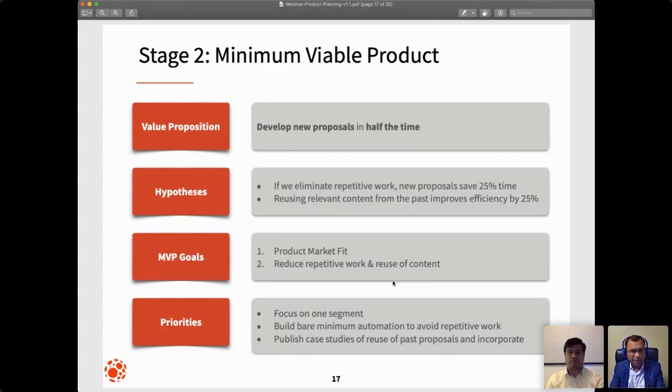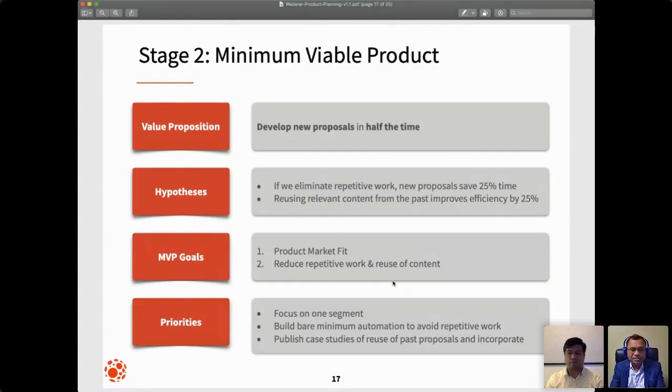Great. We must do this in the MVP. We're going to do it. So what's the hypothesis here? The hypothesis is that we're going to save half the time by doing 2 things. One is we're going to eliminate the repetitive work you do. And second, we're going to not reinvent the wheel, and reuse the content from the previous one. Those 2 together are going to deliver 50% time savings. That's our hypothesis, which we must translate into a detailed roadmap.